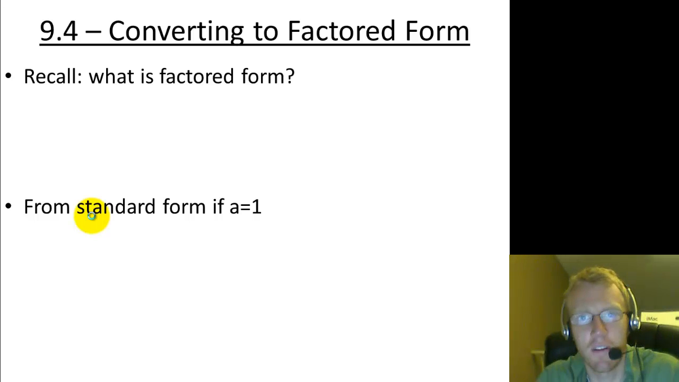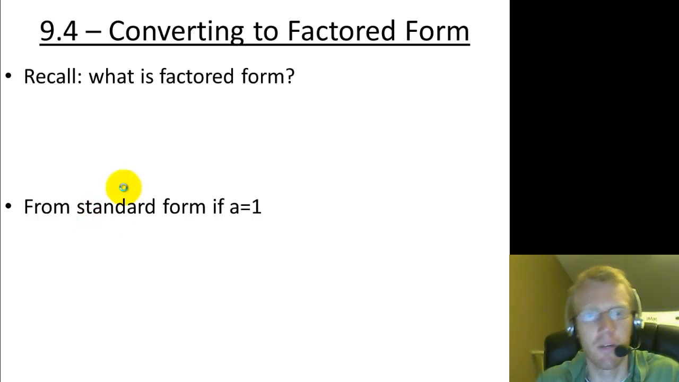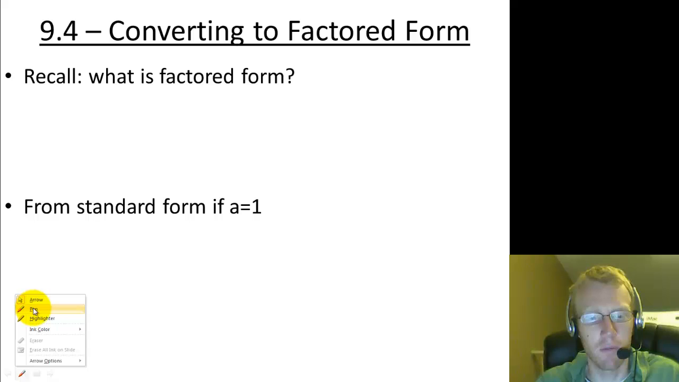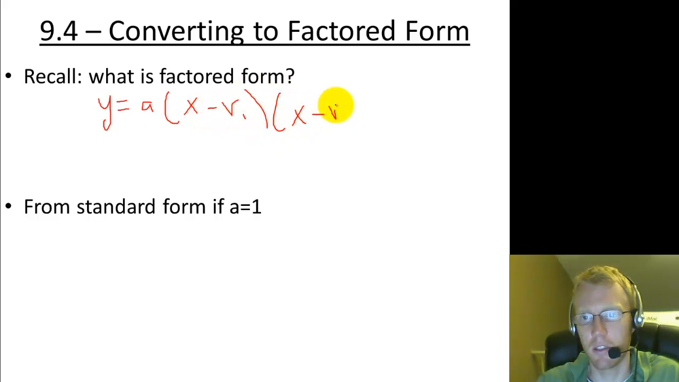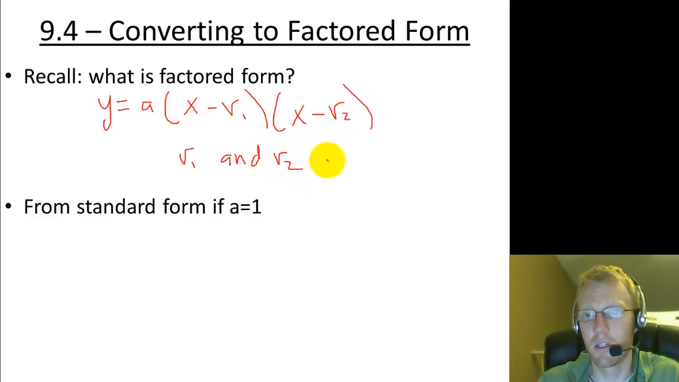Alright, now we're going to learn about factoring quadratic equations. So if you want to go from standard form into factored form, how do you do it? First, let's remember what factored form is. Factored form is the equation for a parabola that looks like y equals a times (x minus r1) times (x minus r2). And remember, r1 and r2 are the roots. And remember, root means x-intercept.